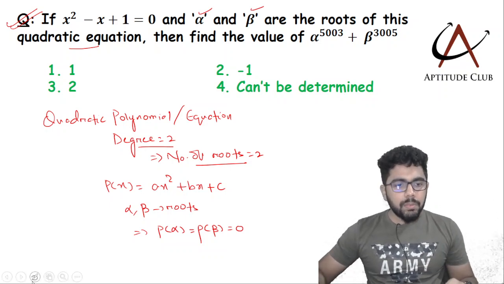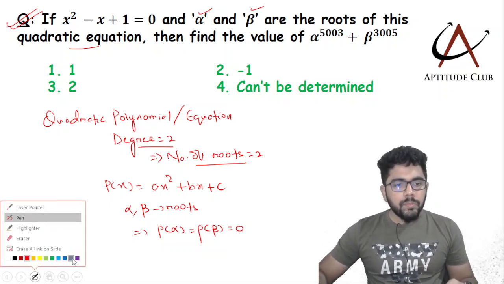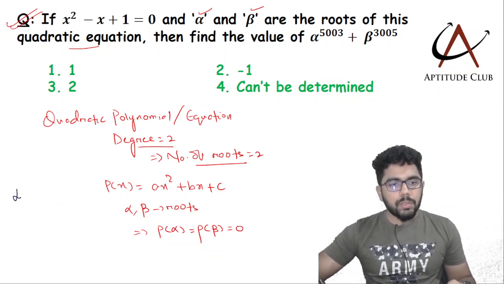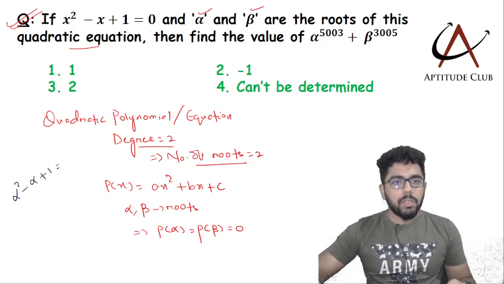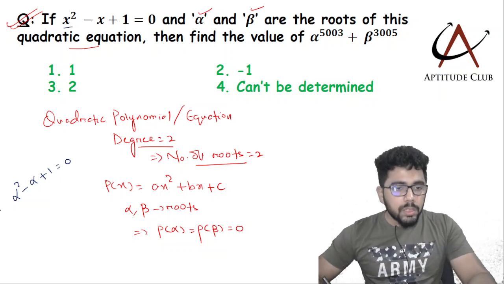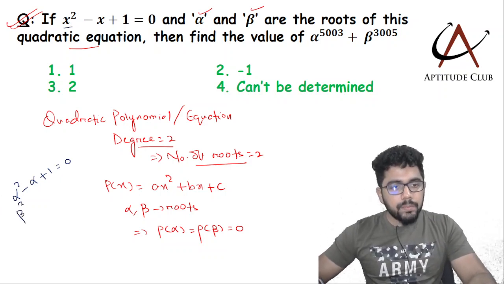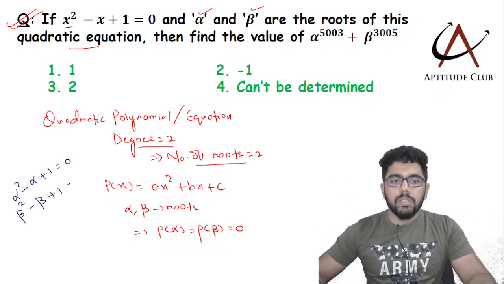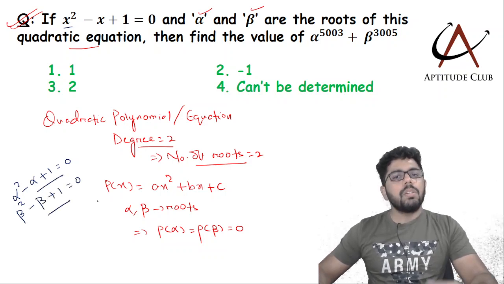So for an example, if I take alpha and put it in the polynomial, I'll get 0, which means alpha square minus alpha plus 1 is equal to 0. In place of x, if I'm putting alpha, it will give me 0. Similarly, I can also write beta square minus beta plus 1 is equal to 0. That is the meaning of roots.